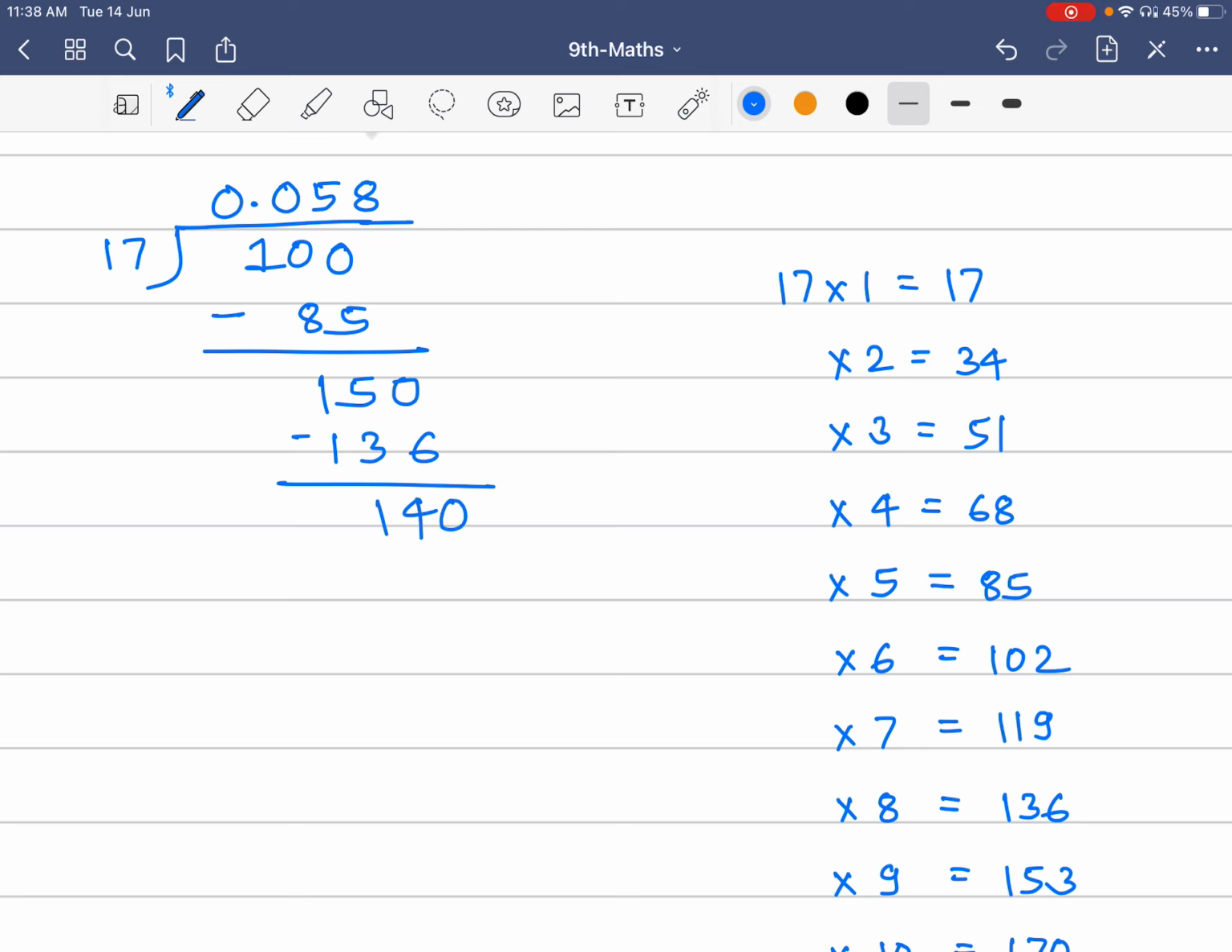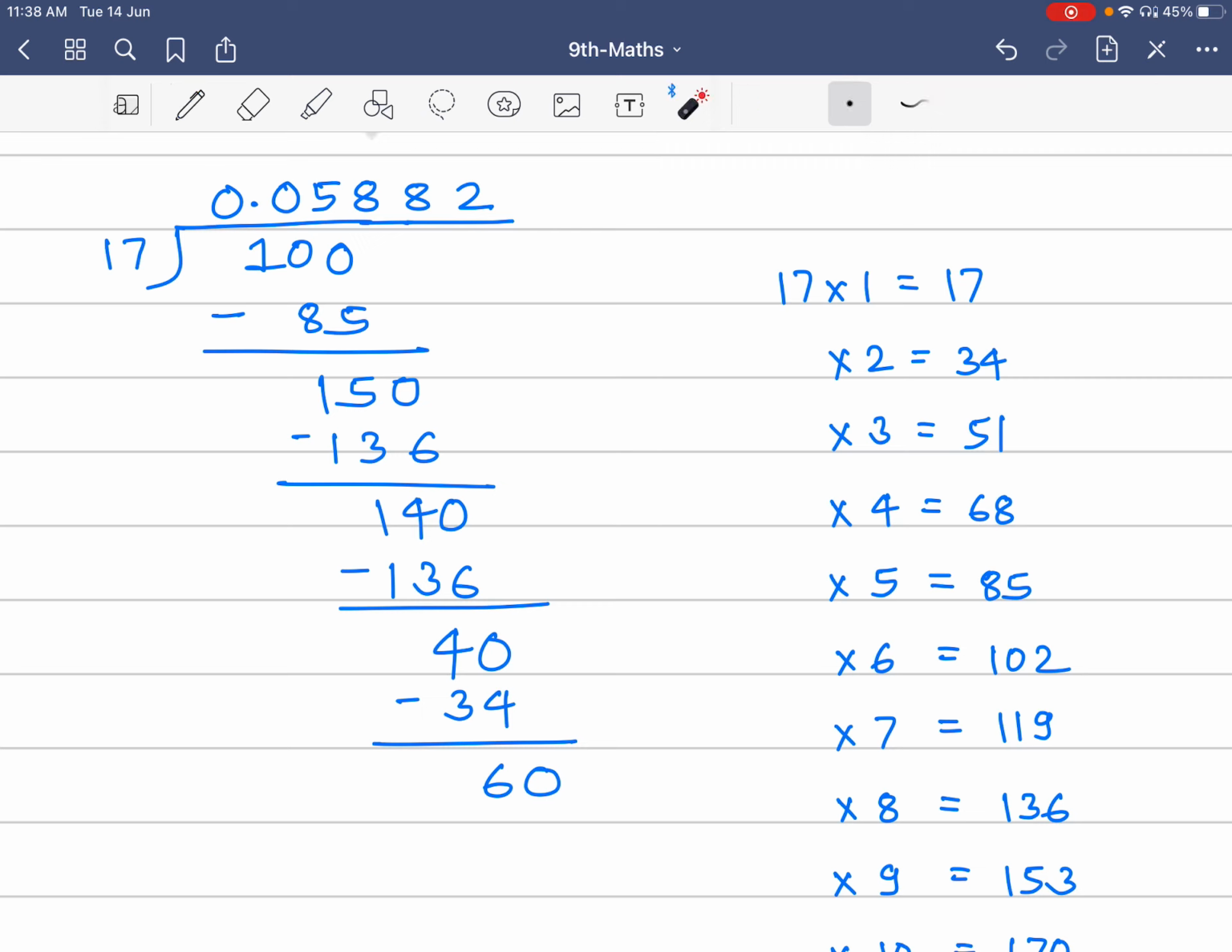Again one more 0. Now for 140 we can again go for 8, 136. So this is going to be 8, and then we get 136, and 4 is the remainder, and then we get 40. Now for 40 we have 2, which is 34. So let's go with 2, minus 34, and what we get is 6. So once again 60, and for 60 we have to go with 3, which is 51. So 3 and minus 51, and the remainder is 9.